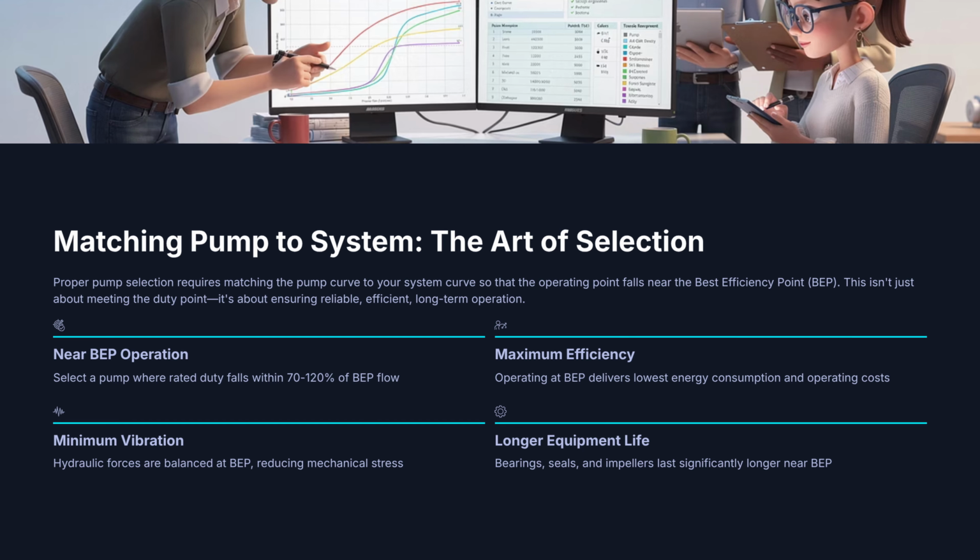Slide 6, matching with BEP. During pump selection, the goal is to ensure that the operating point is close to the best efficiency point. Operating near BEP gives maximum efficiency, minimum vibration, and longer equipment life. If the pump operates too far from BEP, it leads to energy loss, vibration, and premature failure.